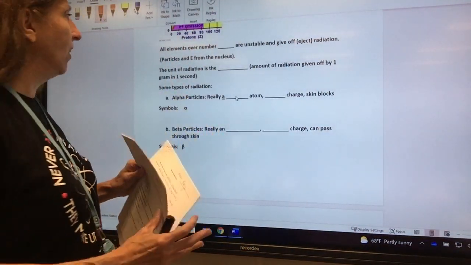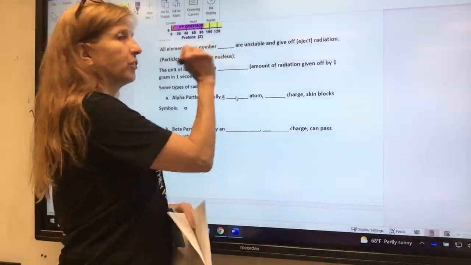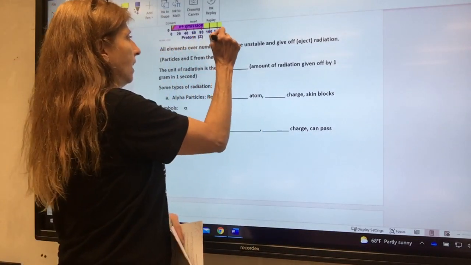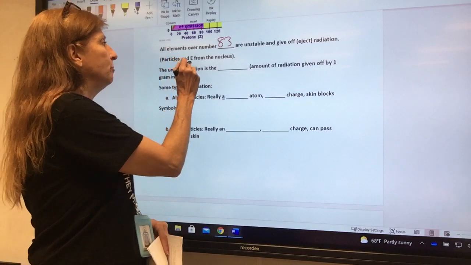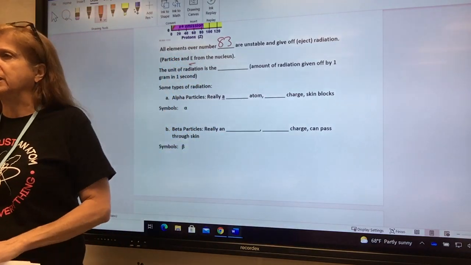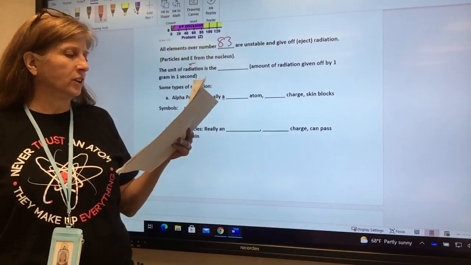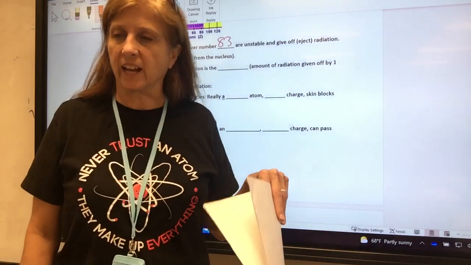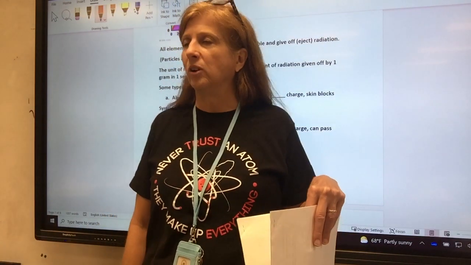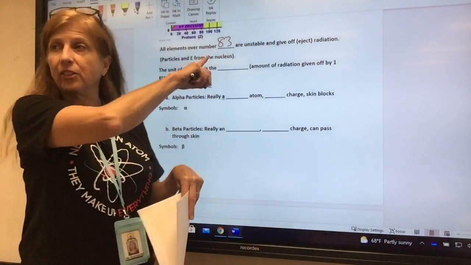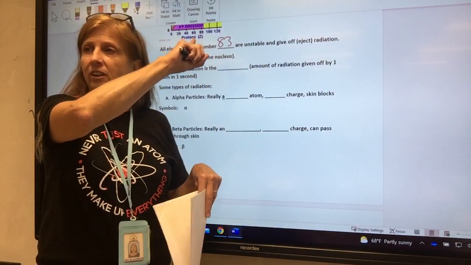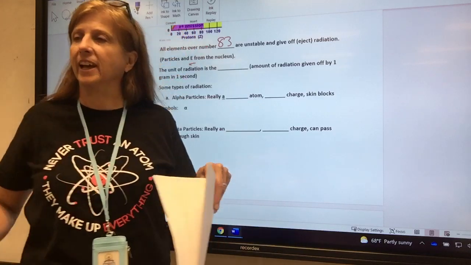Okay. Now, all elements over 83 are unstable and give off or eject radiation, particles and energy, big E is the physics and chemistry abbreviation for energy, from the nucleus. So there used to be a physical science end of course test that had a question on it. It said, which isotope of uranium is stable? Well, look over there. What number is uranium? Is 92 bigger than 83? So what is the answer? None of them.